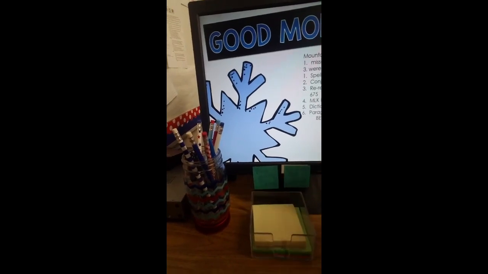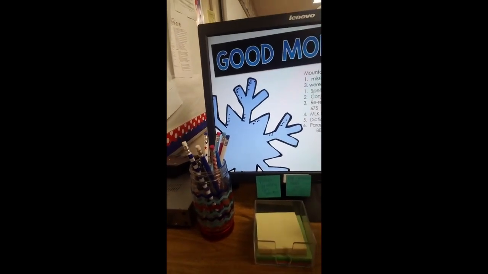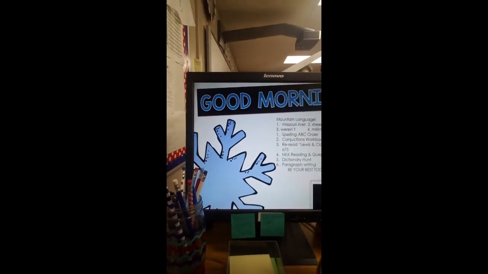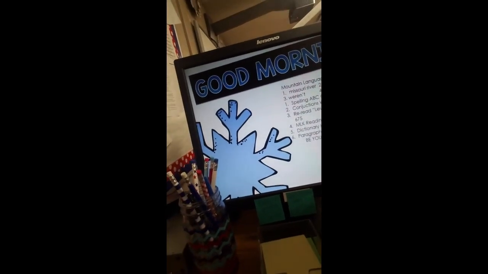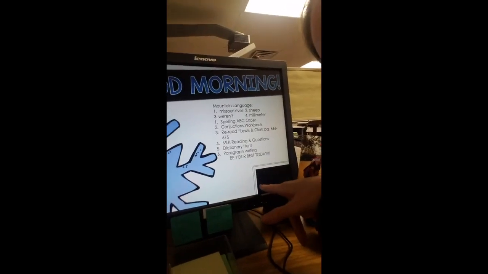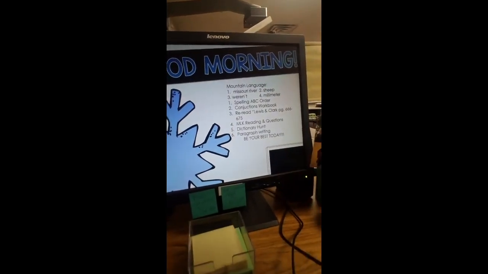I took the timer away just because I didn't want to confuse the sub, but usually I have a timer showing how much time they have in the corner. Sorry, wrong corner, this corner. But I took that timer out because I didn't want to confuse the sub, but usually I give them like 20 minutes in the morning to work on just the morning work.